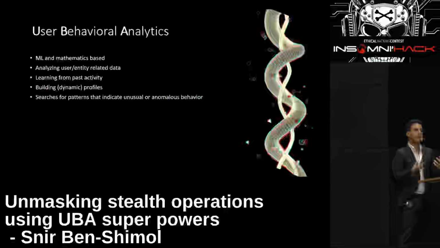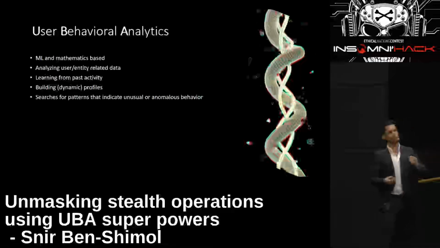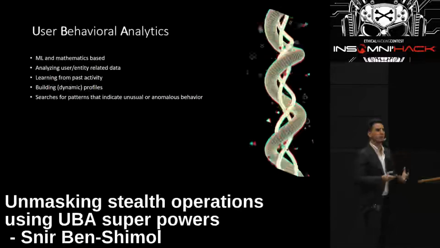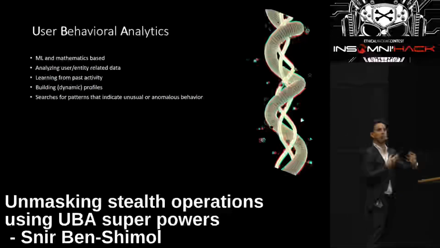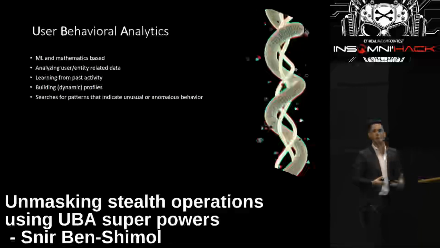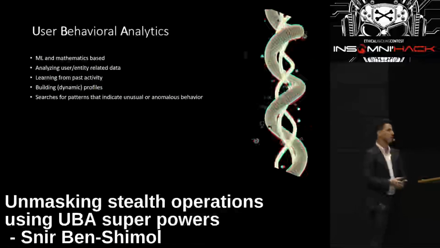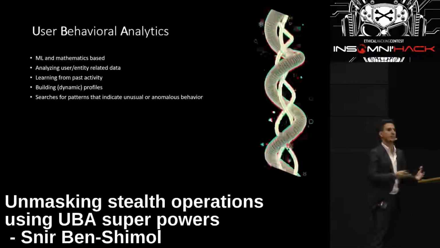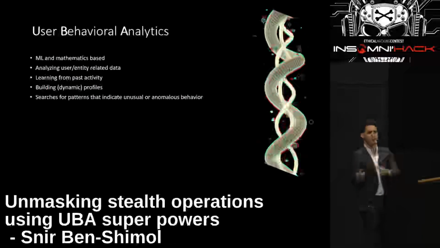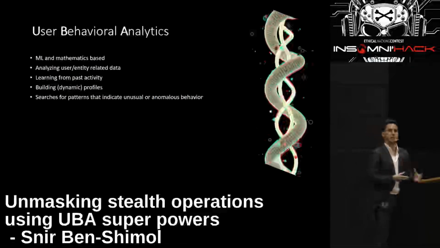The key point of UBA is learning. You need to understand what you want to learn and how you want to learn it, because past activity is the strongest tool that you have in order to compete with the attackers. If you can look back and see what's going on, you can build a better profile. We're also going to talk about building dynamic profiles and searching for patterns that indicate abnormality. I don't want to look for attacks. I want to search for abnormal activity. Why? I want to see what I don't know. This is the abnormality. This is the power of UBA.